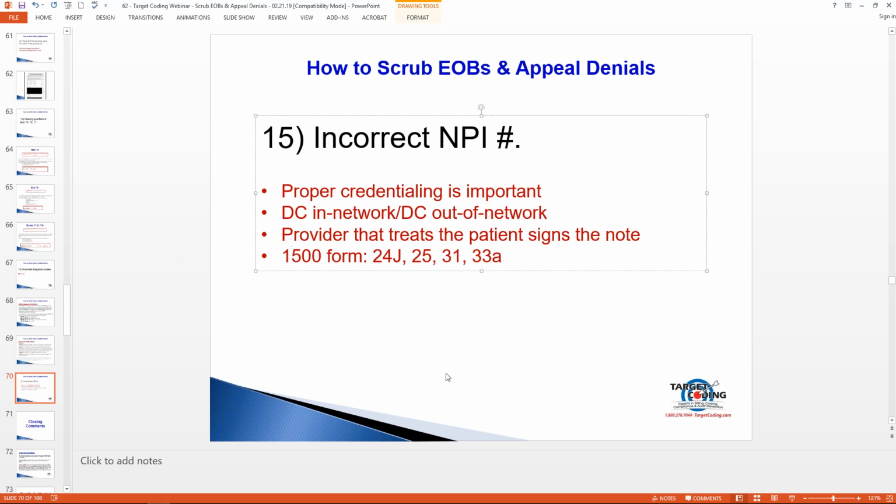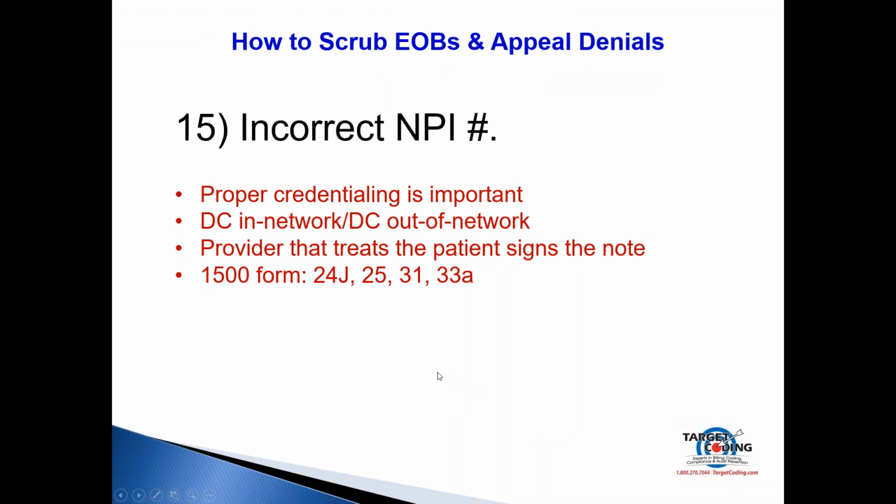There's a lot of things on the 1500 form that need to line up, like 24J. Whoever's touching the patient, that's whose NPI number should be in 24J. The owner of the practice could be in 31. That's the bottom left corner.